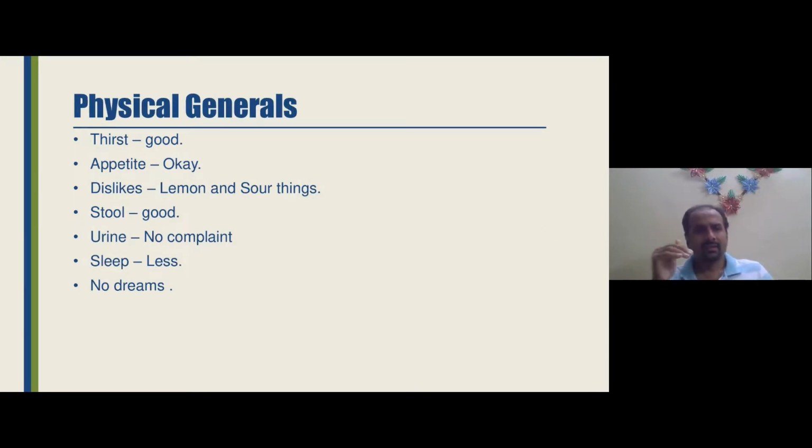In dislikes, the patient disliked lemon and sour things. Otherwise, all the other physical generals were quite normal. In cases where there is a lot of pathology involved, there may be very few deviations in the physical generals in most cases. We need to understand the patient from the mind aspect, and that will lead you to the right remedy.